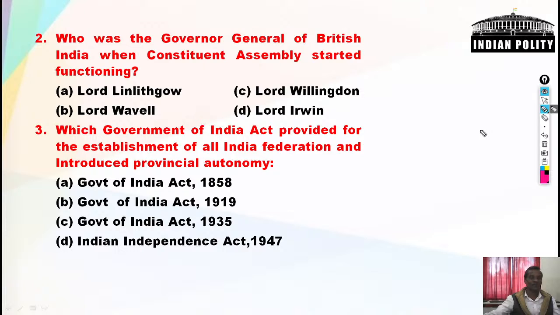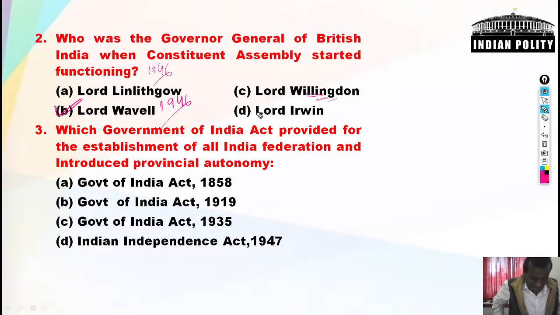Who was the Governor General of British India when the Constituent Assembly started functioning? That is Lord Wavell in 1946. The Constituent Assembly was created in 1946. Wellington was the Viceroy at the time of the Government of India Act 1935.